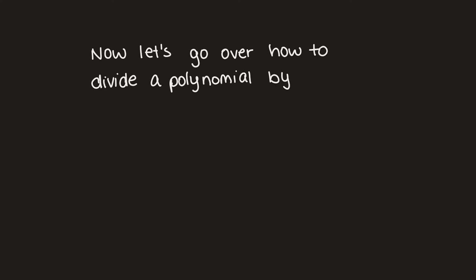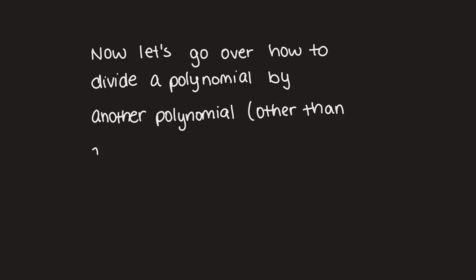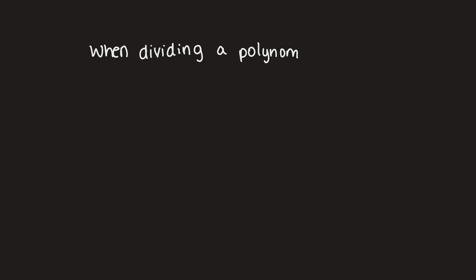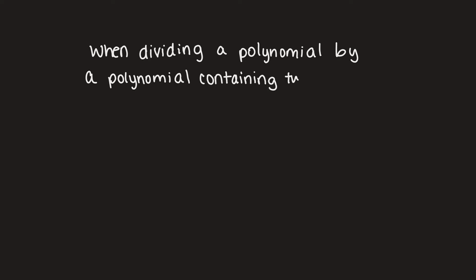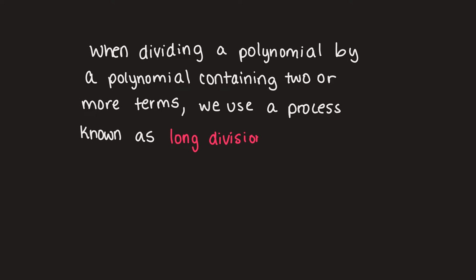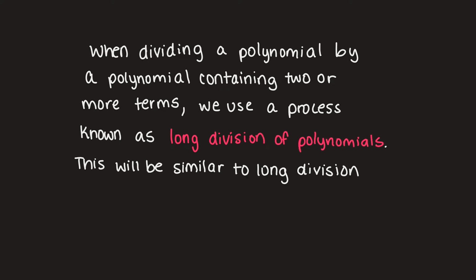Now let's go over how to divide a polynomial by another polynomial other than a monomial. So when dividing a polynomial by a polynomial containing 2 or more terms, we use a process known as long division of polynomials. And this will be similar to long division of whole numbers, so let's go over the long division of whole numbers first as a review.